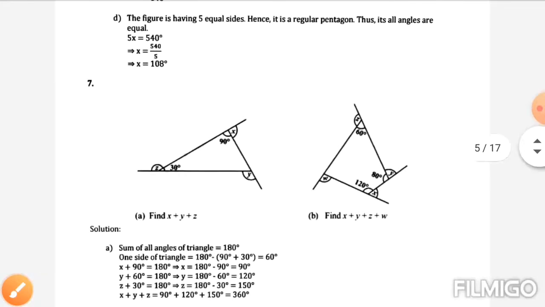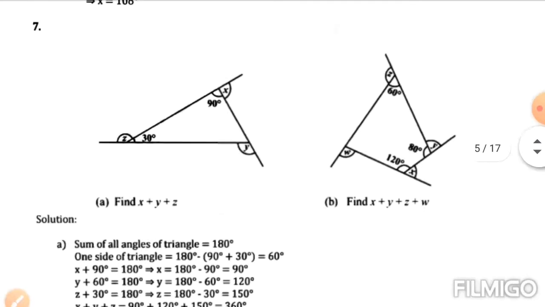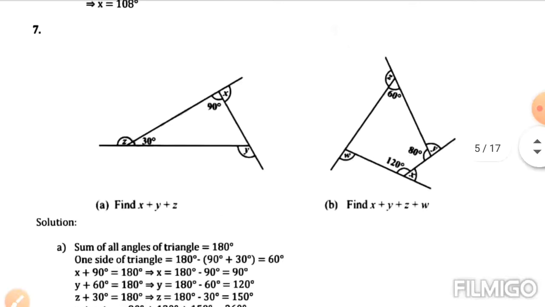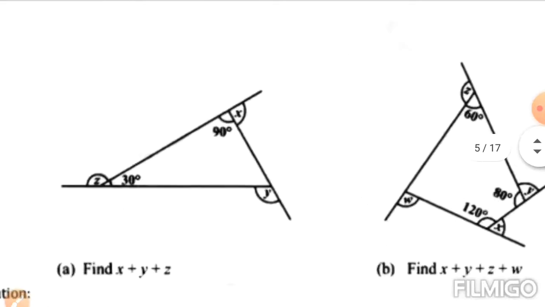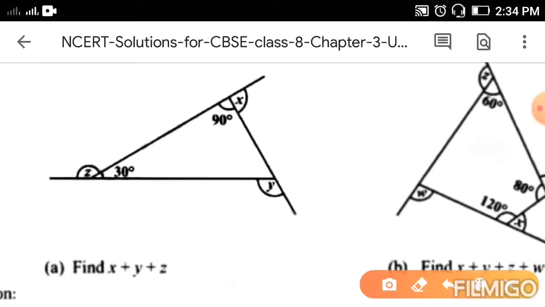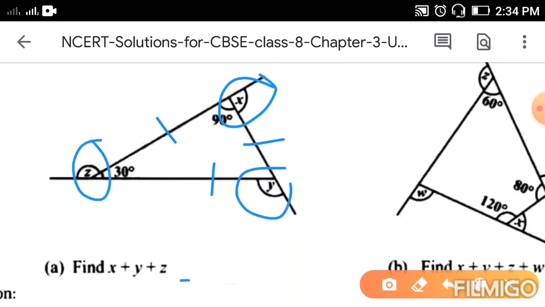Next, question number 7. Find x plus y plus z. Look at the figure. What is the shape of this figure? You can count the sides. 1, 2, 3. 3 sides, it means it is a triangle. Okay. You have to find out the values of x, y and z, and then you have to add them.